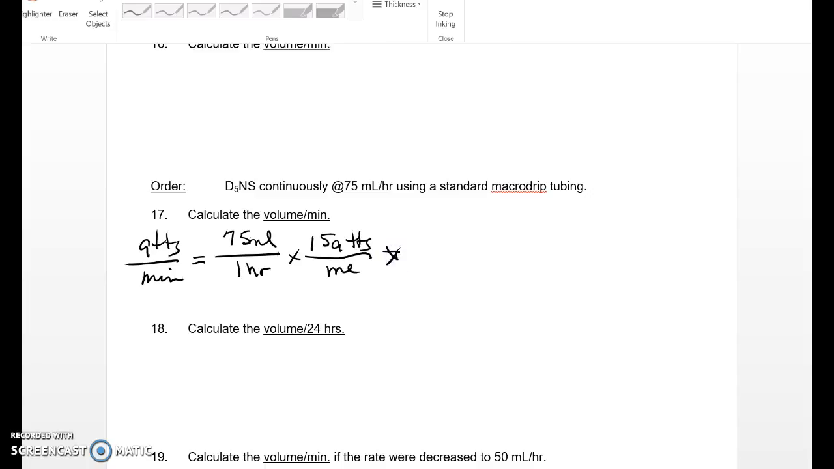And now we need our time, right? 1 hour is 60 minutes. Okay, we can get rid of some stuff here. We have our hour, an hour, our milliliters, and milliliters. It leaves us with drops per minute. So I know that I can reduce the 15 and the 60 down to 1 over 4. So we end up with 75 divided by 4, which equals 19 drops per minute.